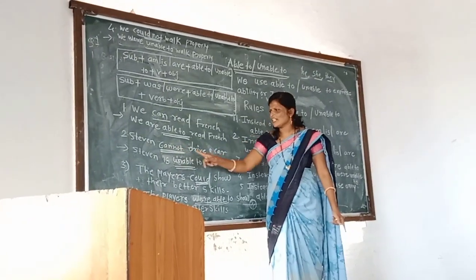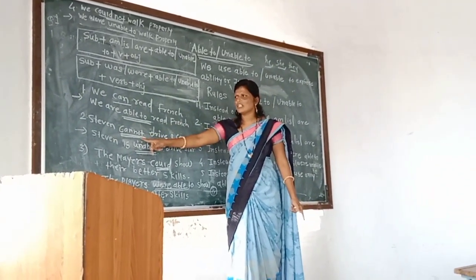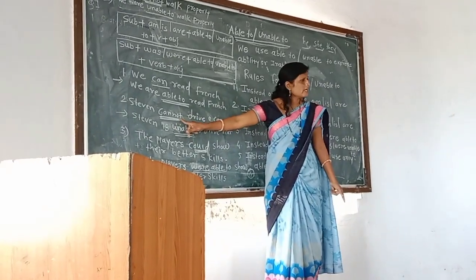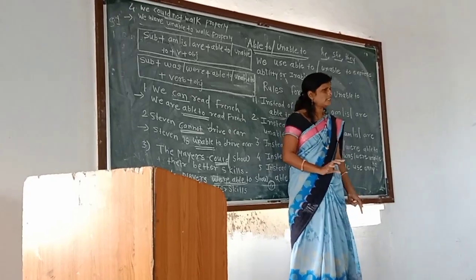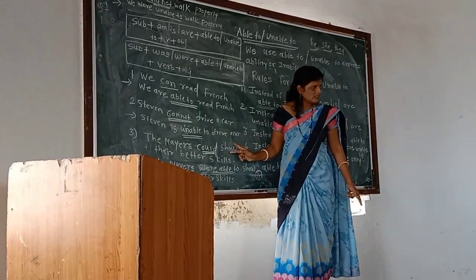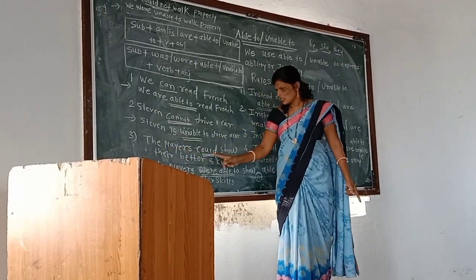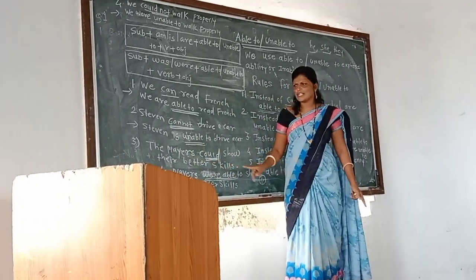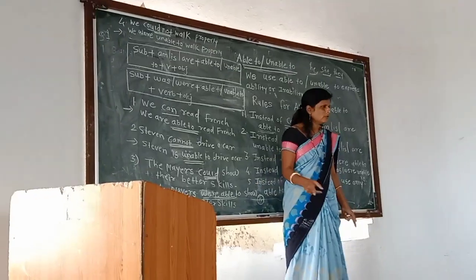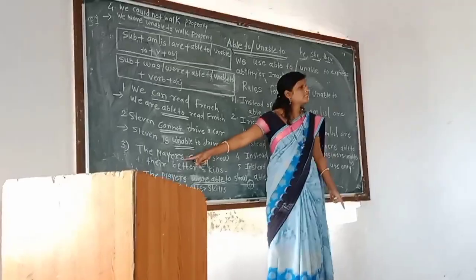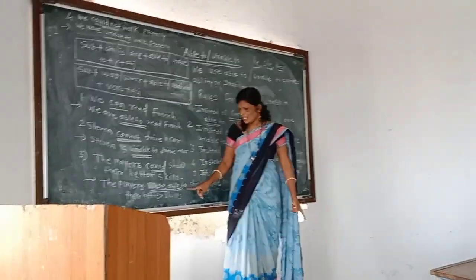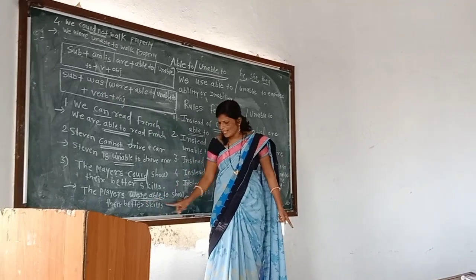Now, Steven cannot drive a car. Here it is cannot. Instead of cannot, we are using unable to. Steven is singular, so we use is. Steven is unable to drive a car. Understood? Now, the players could show their better skill. Here it is could. Instead of could, we are using able to. Was or were? Because players is plural, we use were instead of was. So the players were able to show their better skill.